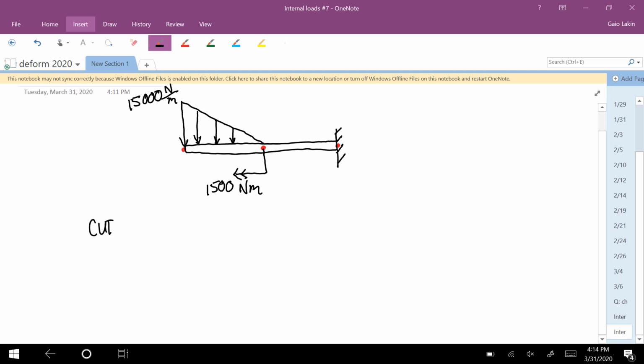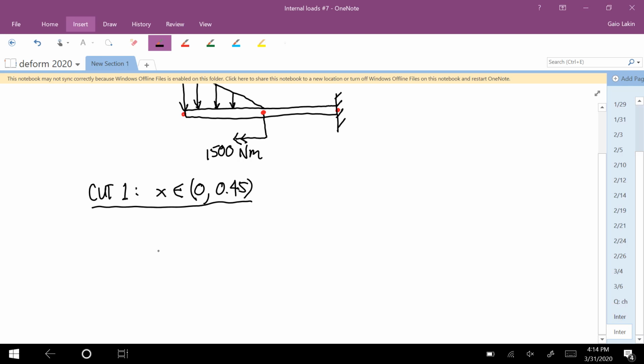Somebody I talked to noticed that this was a problem, and that was a really good pickup. This is important. So cut 1. The whole thing is 0.9 meters, so this is valid for x's from 0 to 0.45 meters. And so if we draw the piece that we're isolating, that's the part that we are including. Here's all the stuff that we're not. And of the stuff that we're not including, here's the midpoint, so this torque is not included in our piece. And also some of this distributed load is not included. Some is, but some is not.